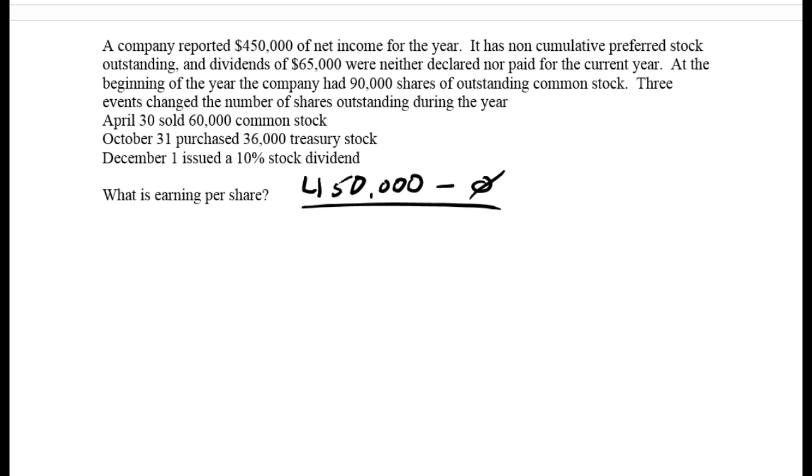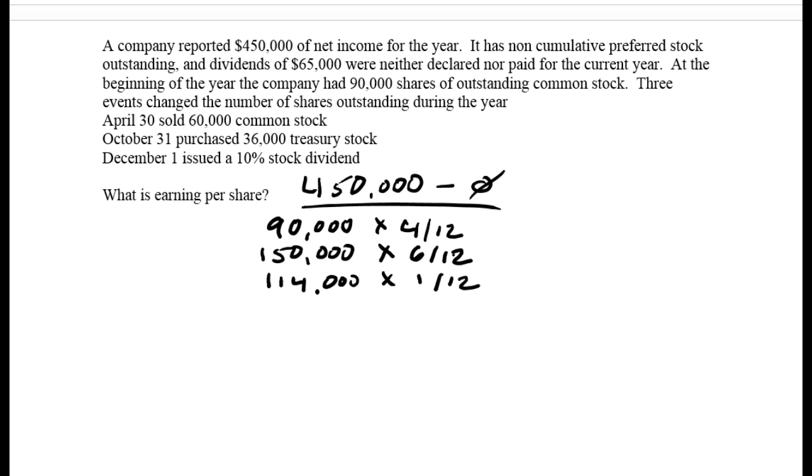Notice our numerator has changed because it's non-cumulative preferred stock and the dividends are not declared or paid, so they're not subtracted. So our numerator is 450,000. Let's tackle our denominator. A lot hasn't changed so far in our computation. We have the 90,000 shares outstanding for 4 months. Because of an issue, it increases to 150 for 6 months. Because of a treasury stock purchase, it decreases to 114 for the month of November.